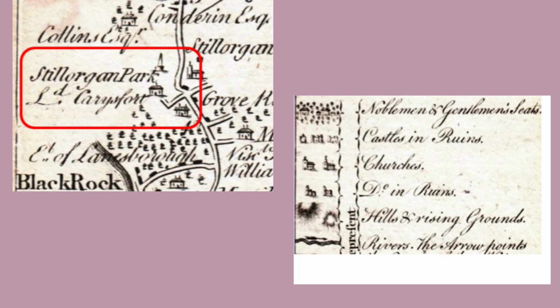And the images and the drawings themselves on the maps of the little houses, they're just pictograms. It's not somebody went out and drew a picture of Stillorgan Park House. They're just pictograms representing the house and a pictogram representing a church. So you can see that from the legend which is included on the Taylor and Skinner maps.